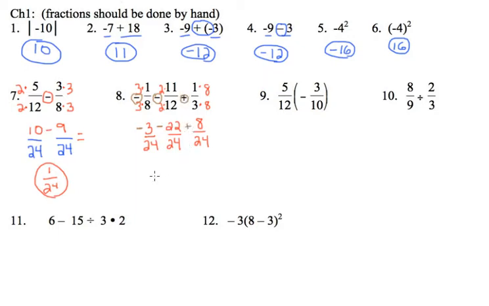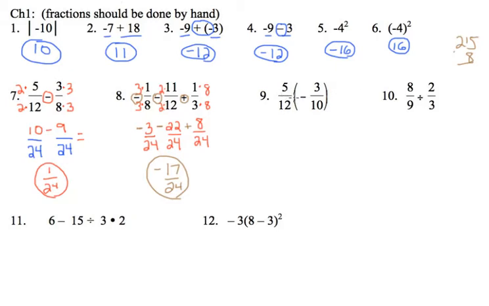Again, when you're adding and subtracting, you have to do tops only. So -3 and -22 and +8. Think money. So -3 and -22 is -25, and then I win 8. So I'm at -17/24. I check if that reduces. It doesn't. There's my answer.